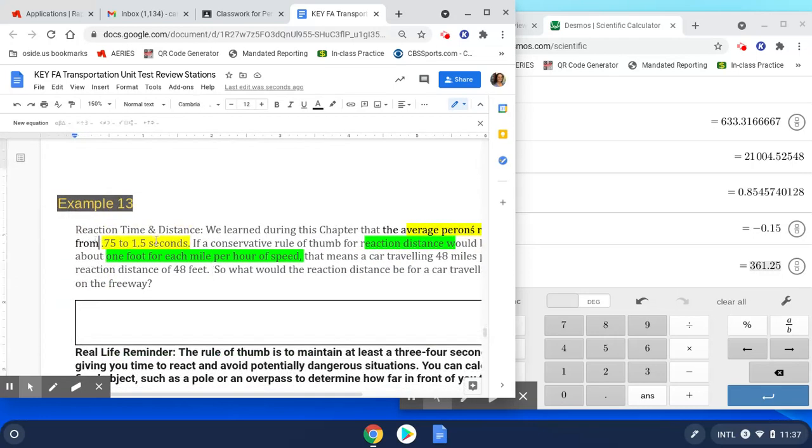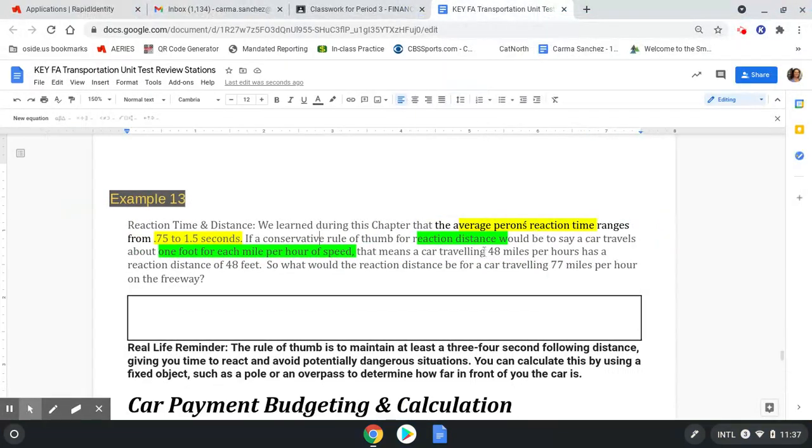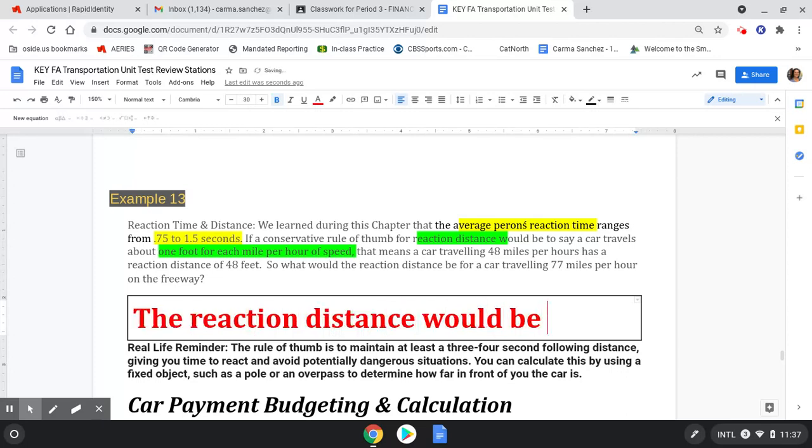The reaction time and distance. We learned in this chapter that the average person's reaction time ranges from 0.75 to 1.5. If a conservative rule of thumb would be to say that a car travels about 1 foot for each mile per hour of speed, that means that a car traveling 48 has a reaction distance of 48. So what would the reaction distance be for a car traveling 77? The reaction distance would be 77.